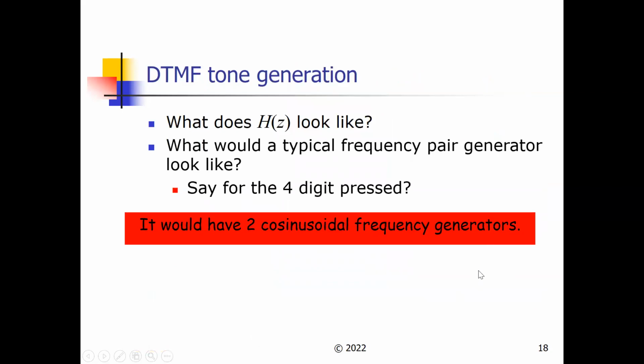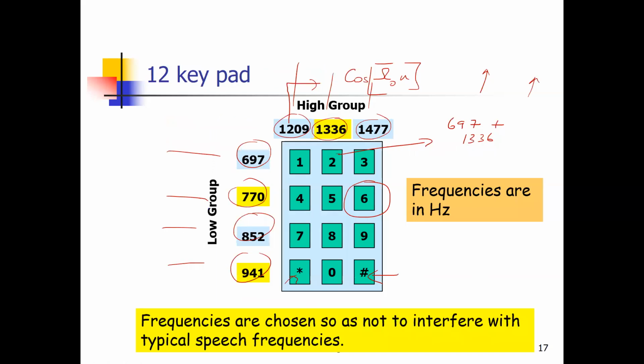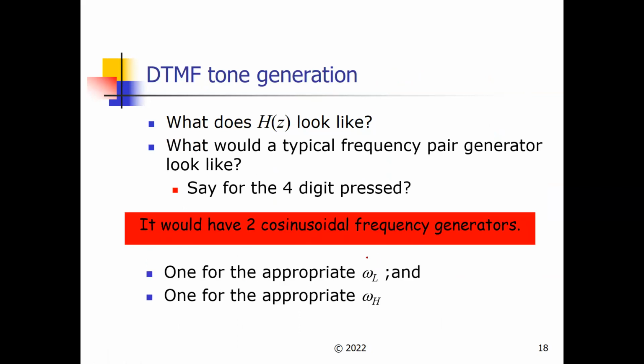For instance, the 4 digit would have a 770 signal and a 1209 signal being generated. So two cosines: one for 770 and one for 1209 hertz. And typically, since it's audio, I think the sampling frequency is 8 kilohertz. They can use higher sampling frequencies as well.